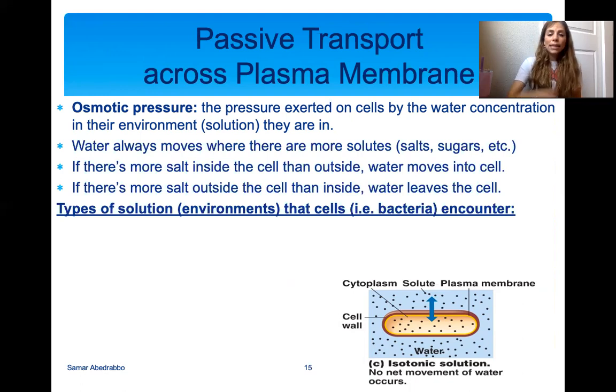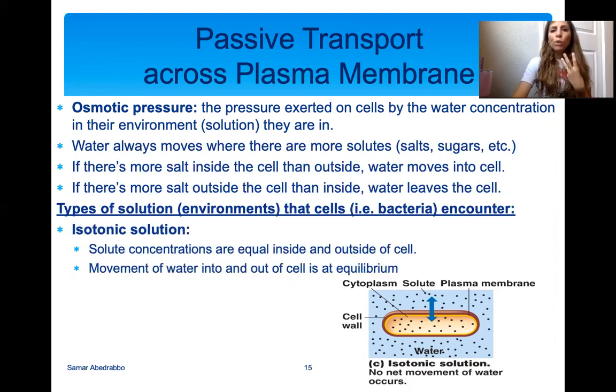Now, the types of solution we can put cells in. If I was actually growing cells in lab, or just cells in the environment, but let's think of cells in the lab because it's easier. There are 3 types of solution that you can put cells in. You can put cells in an isotonic solution. Isotonic means that the salt concentration in the solution is the same as the salt concentration inside the cell.